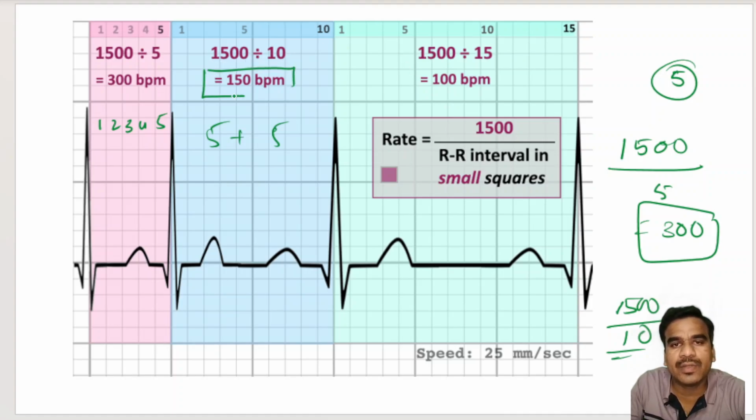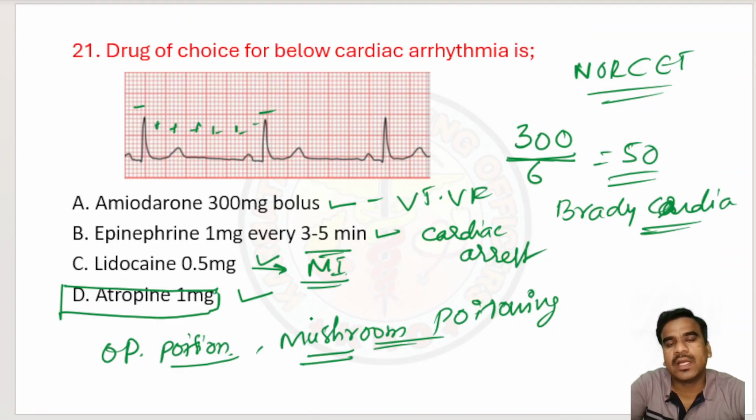So like this we have to calculate from the ECG. So why am I showing this? Because in NORCET 8 they asked you to calculate the heart rate. So maybe this time they can ask you like this: calculate the heart rate and which is the drug of choice for the ECG abnormalities. Okay, hope you understand.